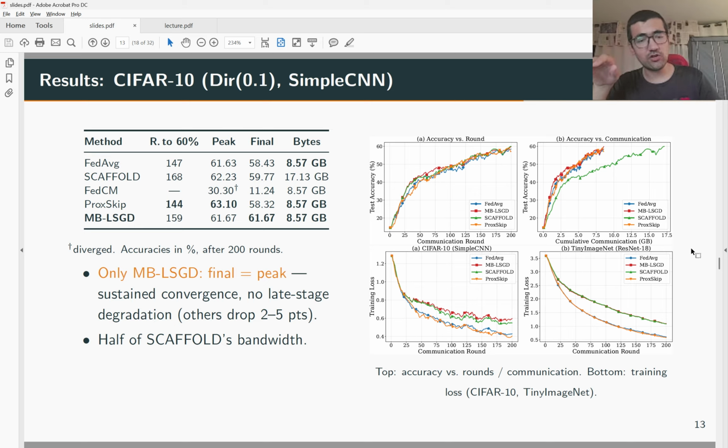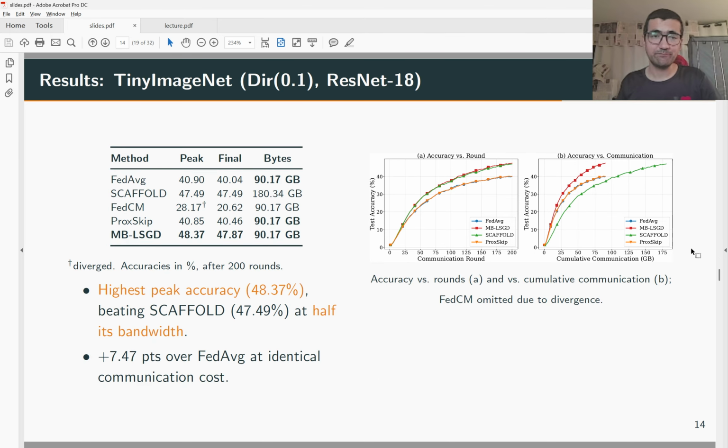And the cost column here, we do this with 8.57 gigabytes of total upload, identical to FedAvg, half of SCAFFOLD's 17.13. You will also notice FedCM, it diverged under this setting, peaking at 30% and collapsing to 11. I will come back to why.